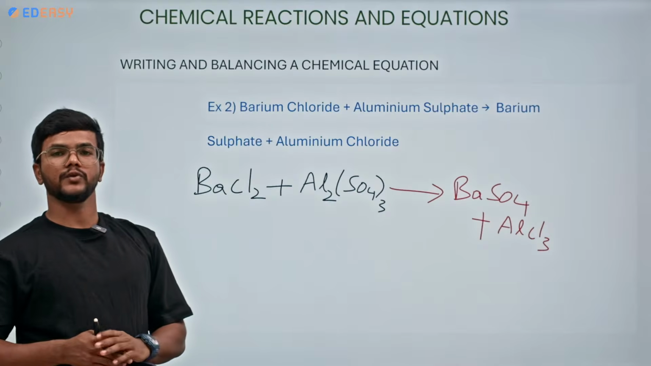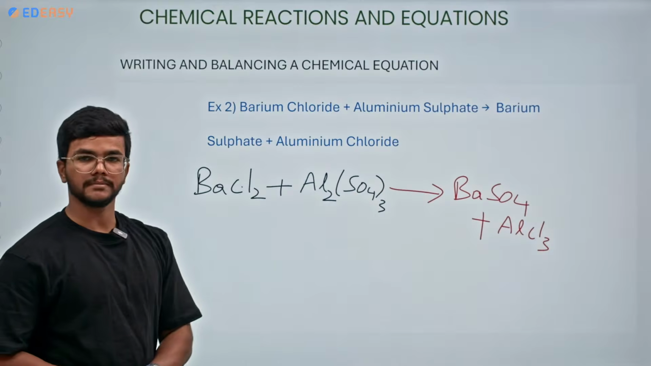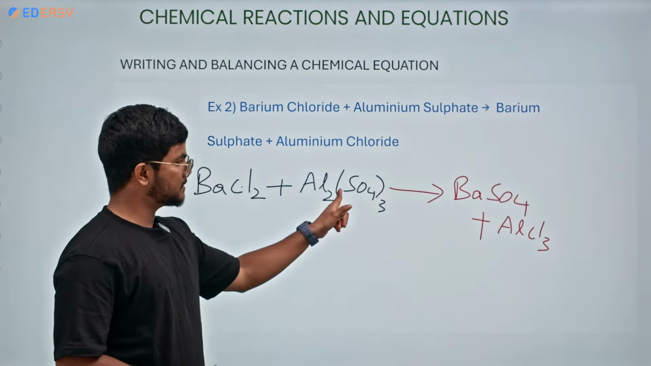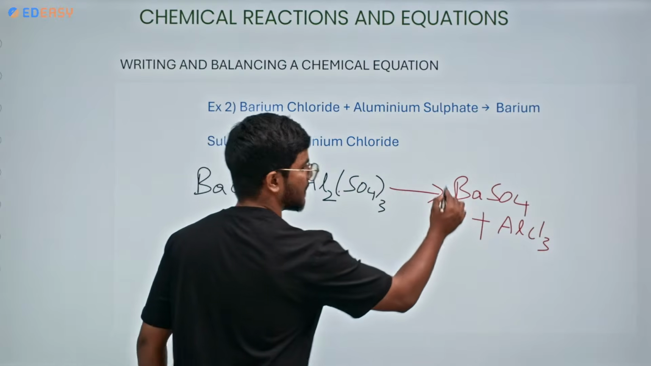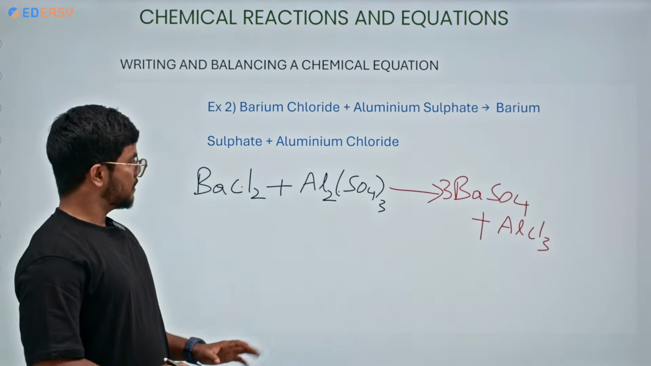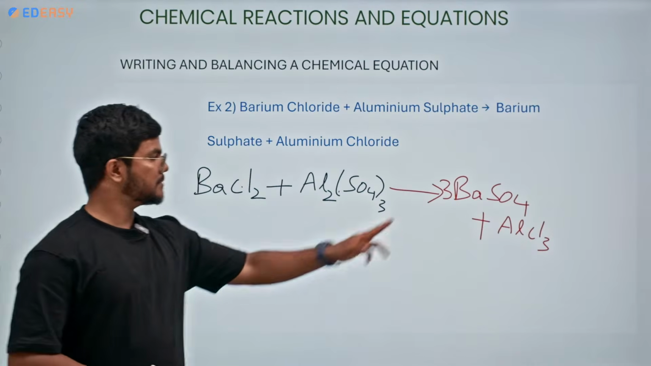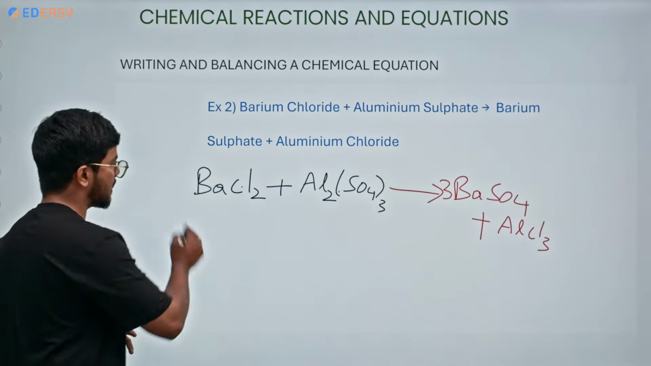So now we have to balance the chlorines, sulfate and aluminum. Here there are 3 sulfates. You can make it 3 sulfates in the RHS by multiplying 3 over here. So now the sulfates are balanced. Barium becomes 3 here. Now here only 1. So we will balance the barium.